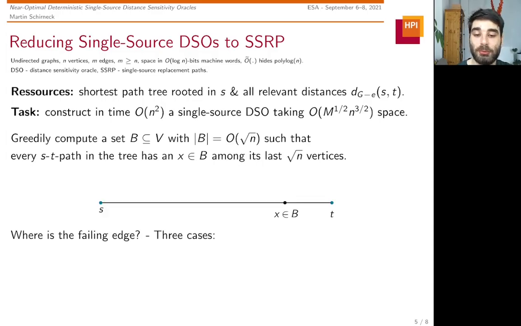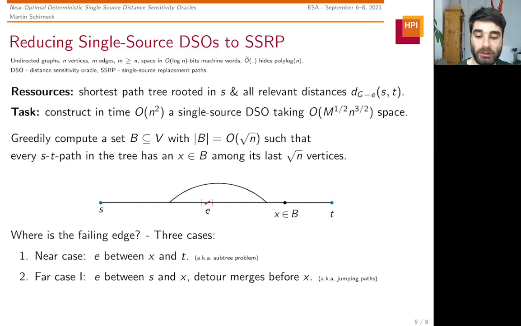These cases are pretty common in the literature on SSRP. They appear under different names, but in this or very similar forms, they essentially appear in all works on SSRP. The first one is the near case, where the failing edge is between the last pivot x on that path and the target t.